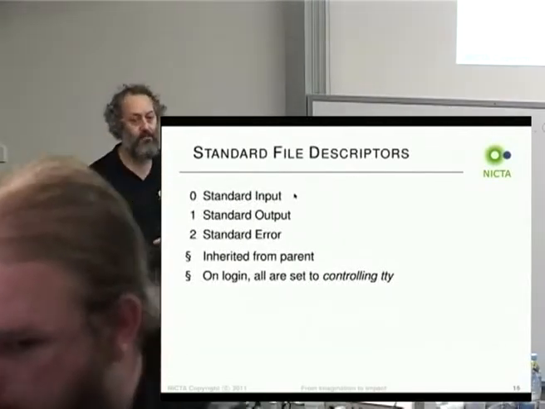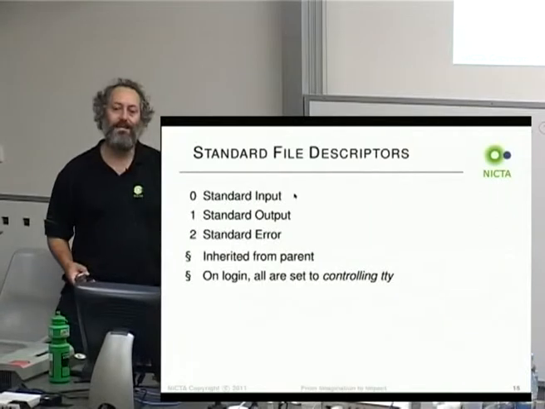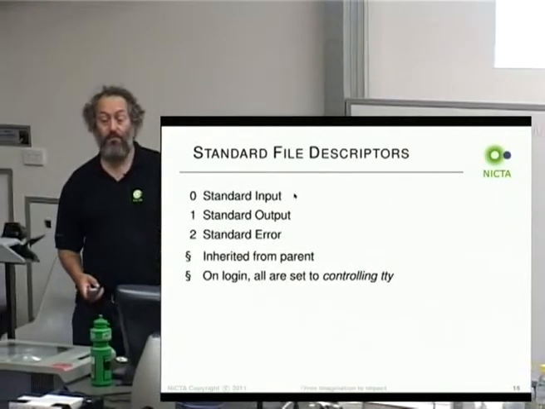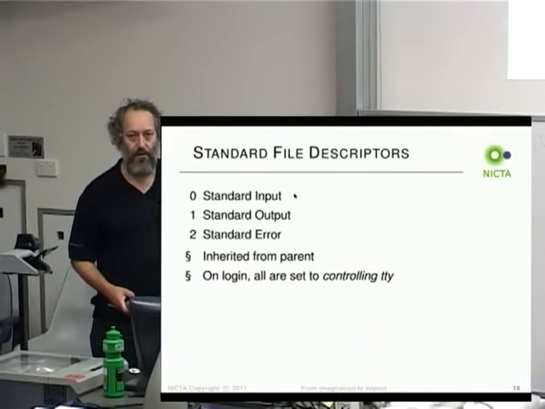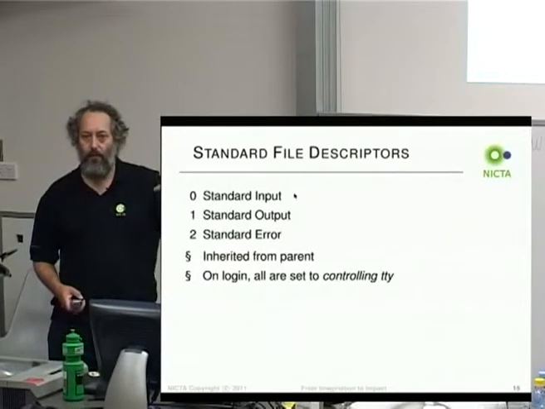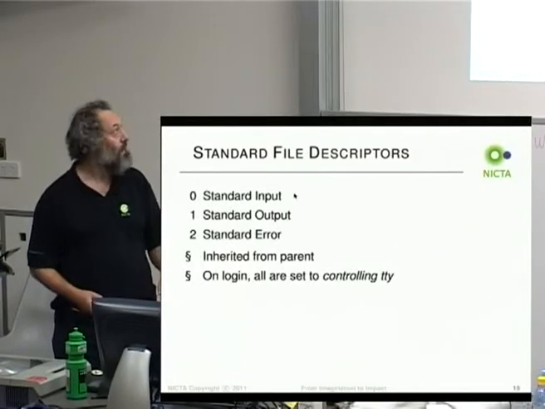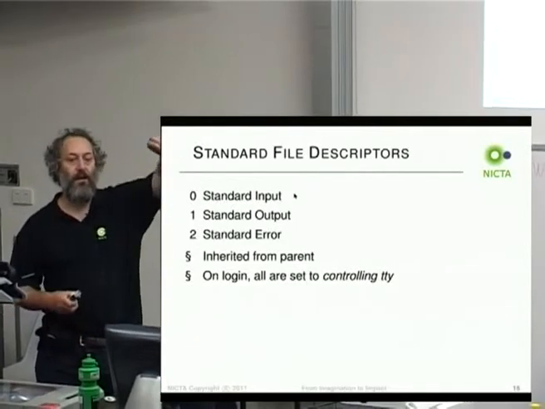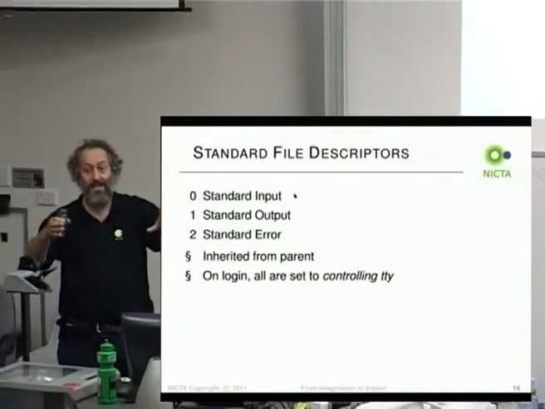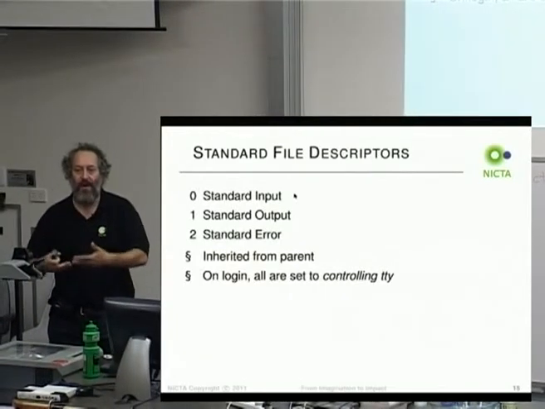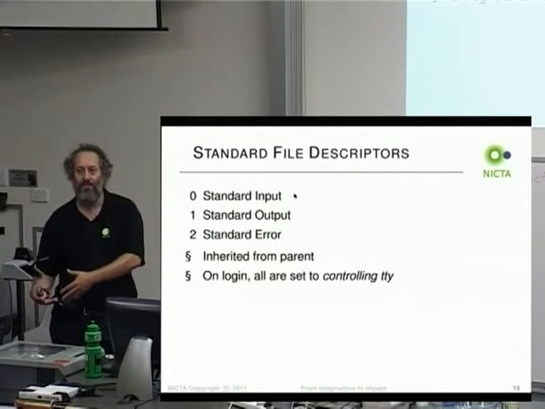In POSIX and Unix and Linux, there are three standard file descriptors that everybody needs to know. There's the standard input, that most programs will read from, there's the standard output that most programs will write to, and there's the standard error for putting error output onto. These are inherited from the parent. So if a particular process, like the shell, has a particular standard input, standard output, and standard error, then all the programs run from that shell will share that unless you do something special.